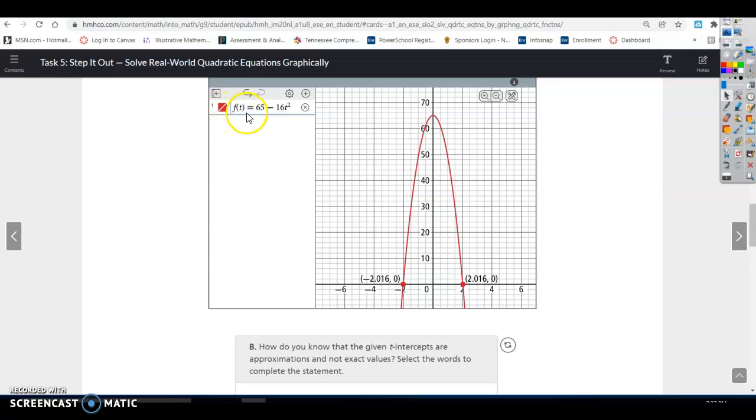So we've got f of t equals 65 minus 16t squared. It's upside down here because it's negative t squared. It's a negative quadratic, so we know when it's negative, it's going to be upside down. It's got an initial height of 65, so we can see the y-intercept here is at 65. And we can see that after approximately 2.016 seconds, it's going to hit the water. And on this side, we don't really have to look at it because we can't have negative 2 seconds.